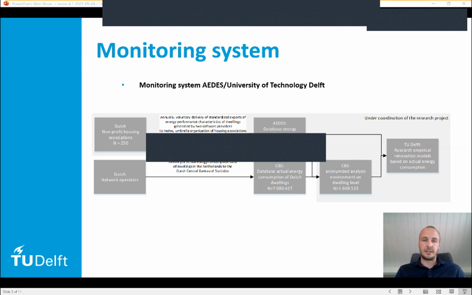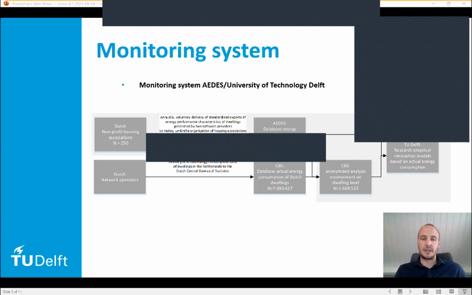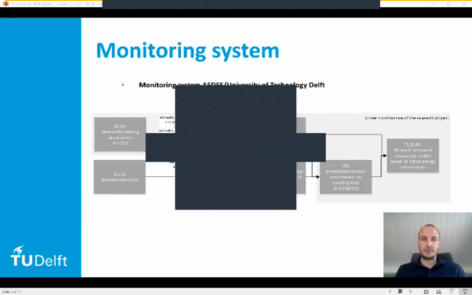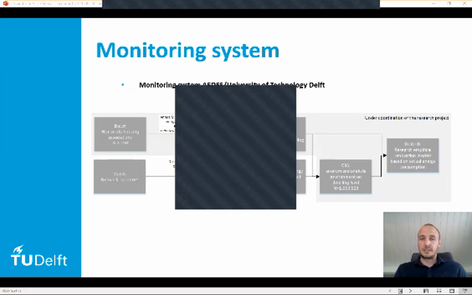Then secondly, the Dutch network operators give the actual energy consumption on an address level to the Central Bureau of Statistics in the Netherlands. It's privacy-sensitive data, but there is an anonymized analysis environment within the Central Bureau of Statistics where the addresses of the building characteristics from the non-profit housing associations are combined. And there we have a set of over 1.6 million dwellings where we have both the actual building characteristics and the actual energy consumption.